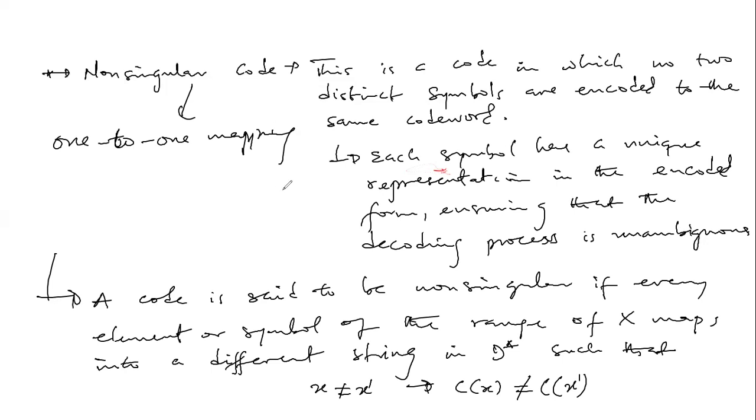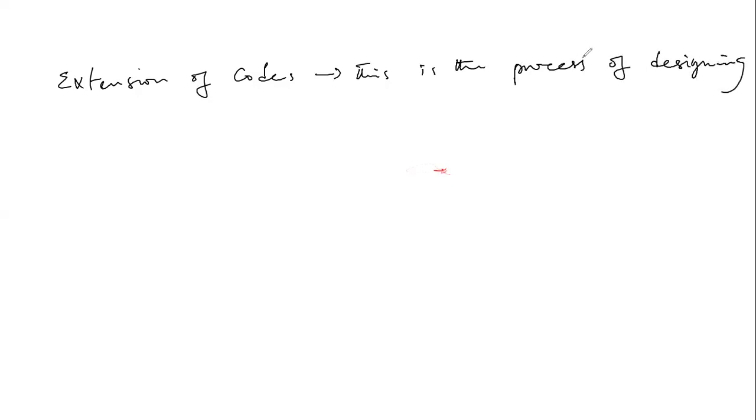Then the next property we want to also consider, which gives us another type of code, is extension of codes. Extension of codes is the process of designing a larger code from a given code. So we say, okay, let's maximize this. I say this is the process of designing a larger code from a given code. Okay?